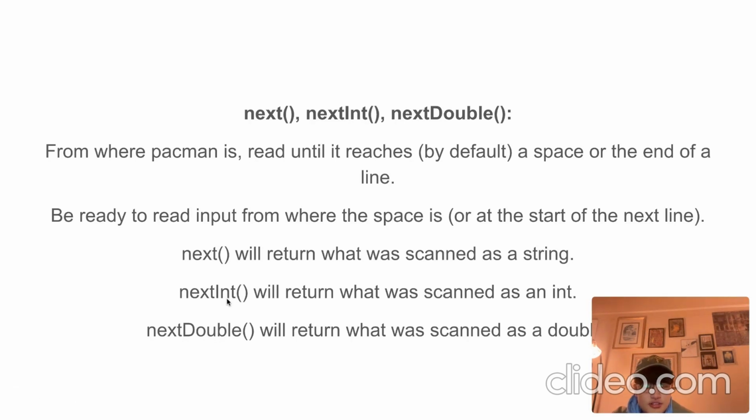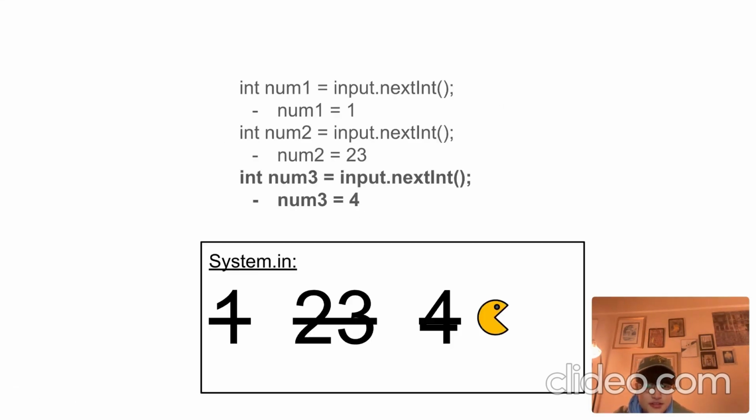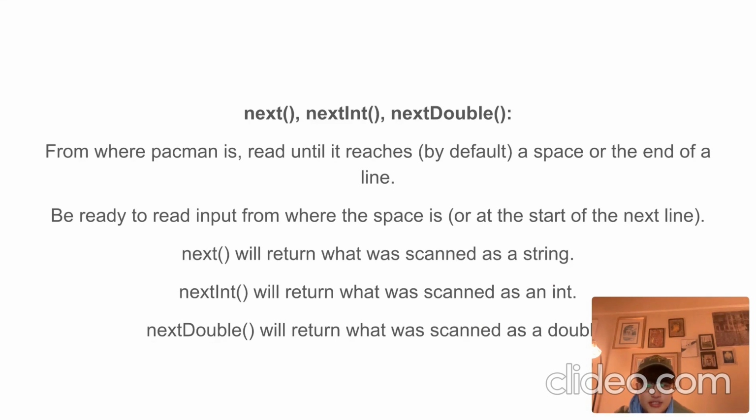Quick note, if you give nextInt a string or an incompatible type, or nextDouble, it will raise an error. So be sure you're using the correct form of these for the correct purpose. But anyway, from where Pac-Man is, it reads until, and again, this is default behavior, you could set the delimiter to anything, but most of the time you want to use a space, until it reaches a space or the end of a line.